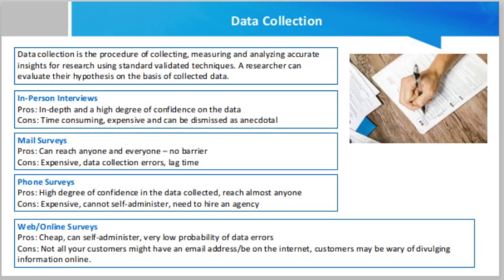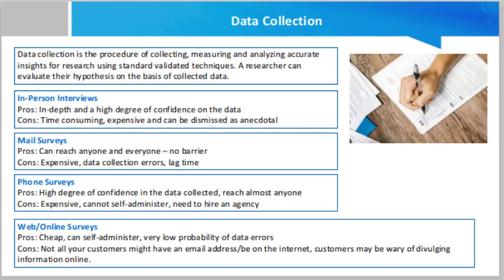Data collection methods are, for example, in-person interviews. That means you are talking with someone in person. The advantages are in-depth data and a high degree of confidence in the data. The disadvantage is that it is very time consuming, expensive, and can be dismissed as anecdotal. The pros and cons: can reach anyone, no barrier, but expensive data collection barriers. So there are a few advantages and disadvantages as well.